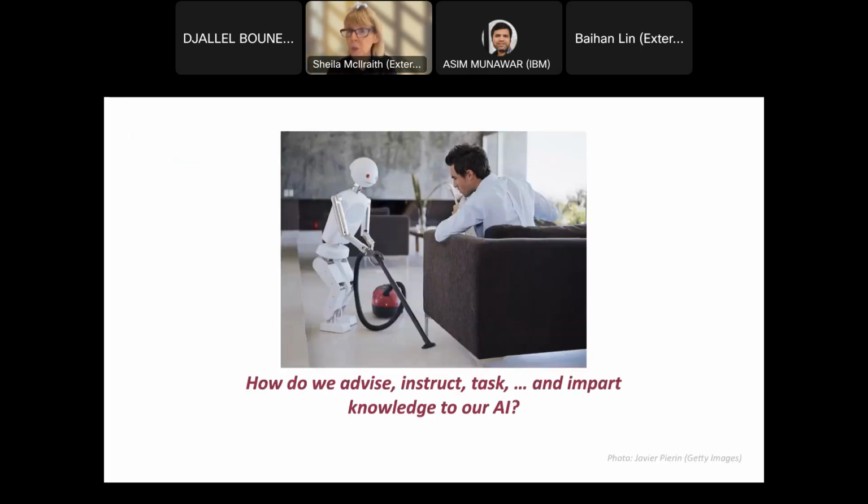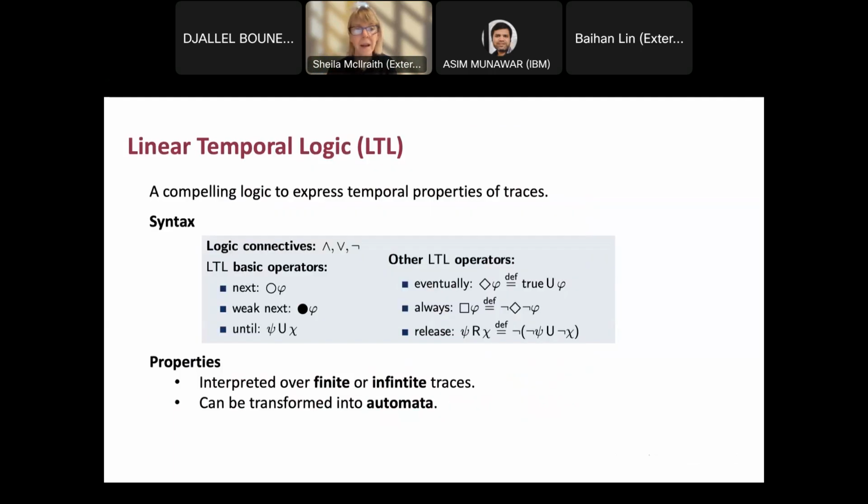So returning to the question that I asked before, how do we advise, instruct, task, and impart knowledge to our AI? We're going to use formal language, and in particular, I'm going to motivate this in terms of linear temporal logic because we've done a lot of work in that area. Linear temporal logic is a propositional modal logic that describes properties of traces, so properties of a sequence of states.